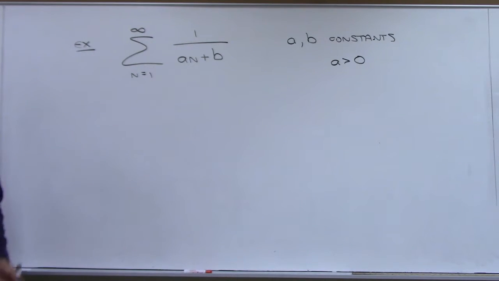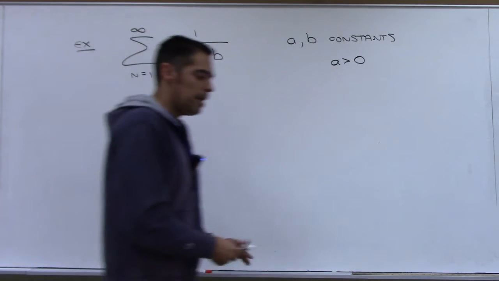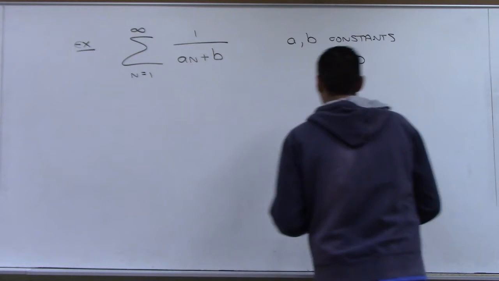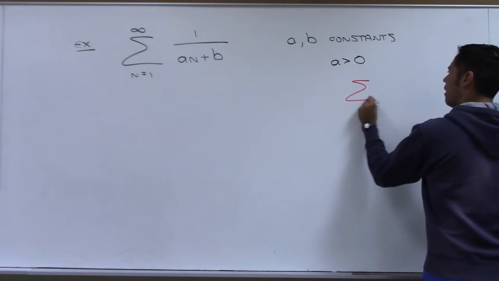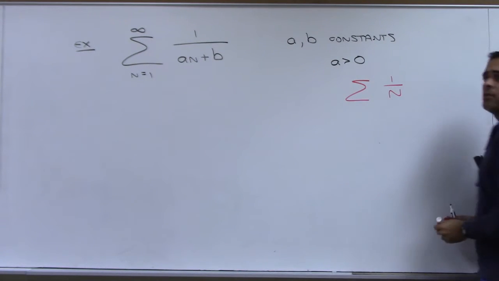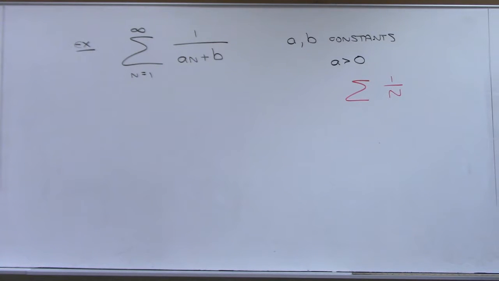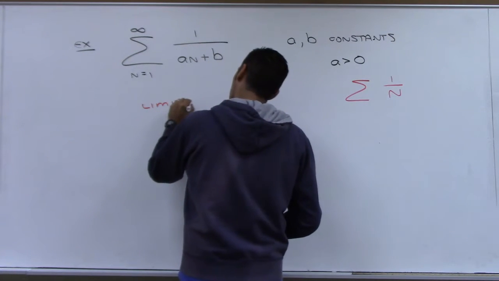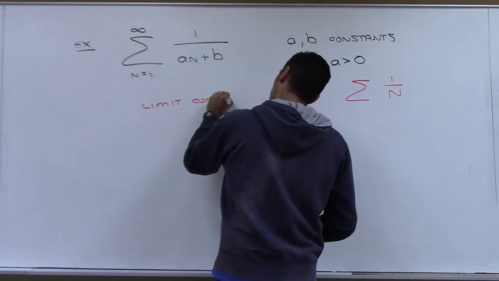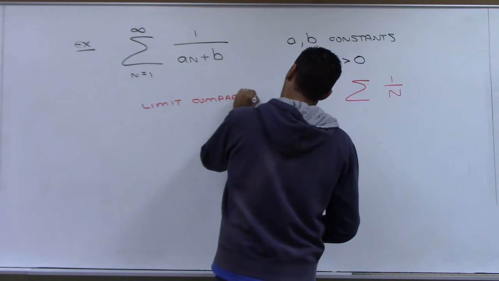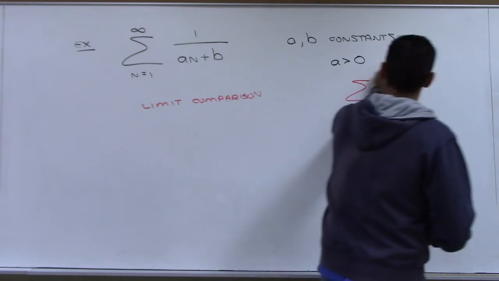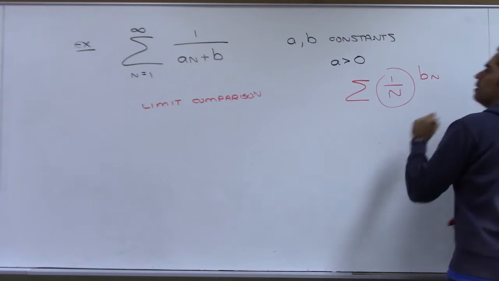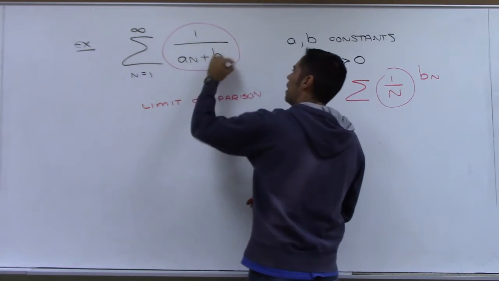But let's just show that it's true. Because I said it's true, but let's just show it's true. And I'm going to do it by comparing it to something I know for sure is divergent, which is 1 over n. Right? And I'm going to use the limit comparison, where this one right here is my b sub n, and this right here is my a sub n.